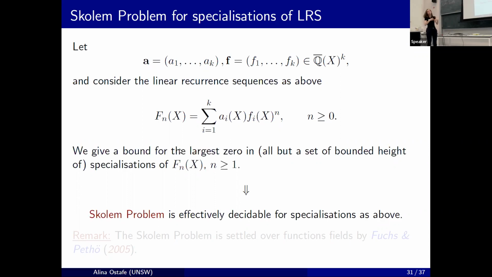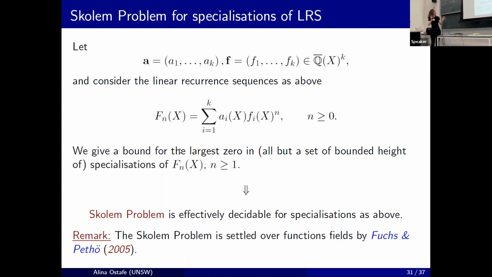And what we do is we also give a bound for the largest zero in all but a set of bounded height specializations of such polynomials, which shows that the Skolem problem is effectively decidable for specializations as above of such polynomials. And let me also mention that the Skolem problem is actually settled over function fields by Fuchs and Peto.